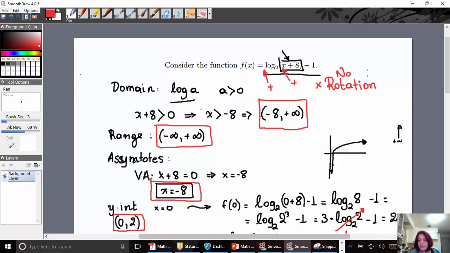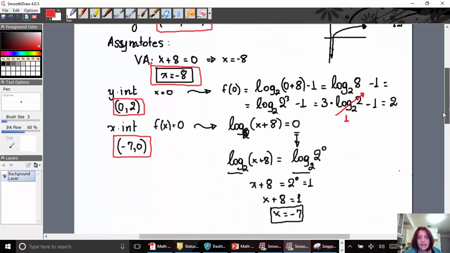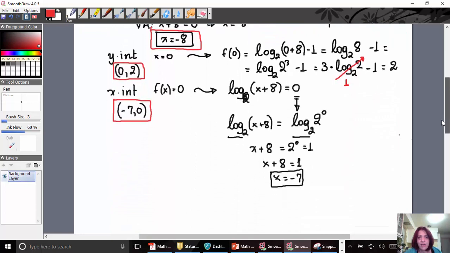Since I don't have a rotation, this means that my function will have the regular format, so the curve will look like this. Knowing the form of the function before starting to graph is always very helpful. So let's go ahead now and try to graph our function.